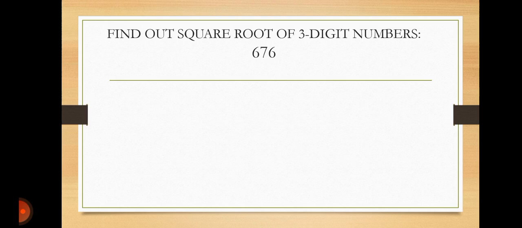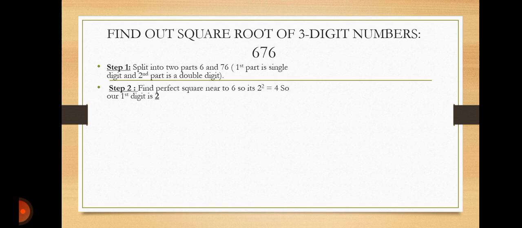Here we will split 676 into 2 parts. First part will be a 1-digit number 6 and the second part will be the 2-digit number 76. Then we will find out the perfect square near to 6. That can be 2 square, which is 4, or 3 square, which is 9. But the 3 square option is ruled out because 9 is greater than 6. So our first digit would be 2.